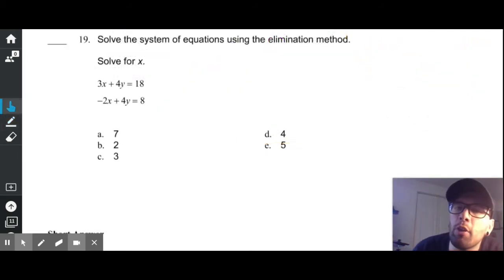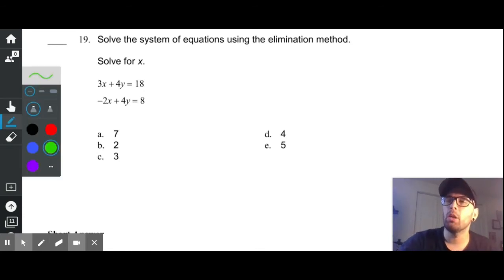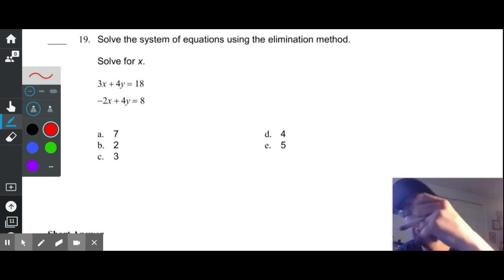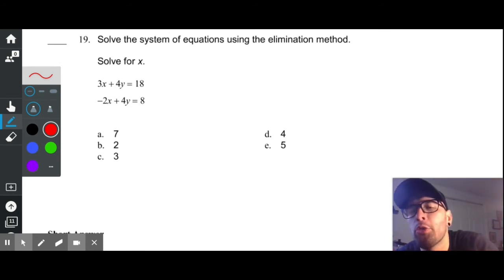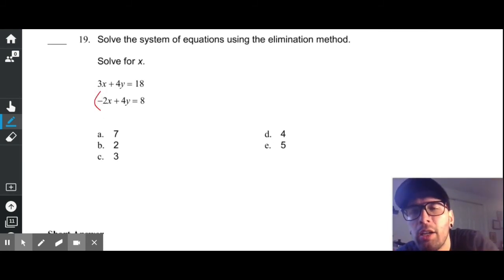Problem 19, solve the system of equations using the elimination method. Well, in order for me to do elimination, I need two of my variables, one on top of the other, to be exactly the same. Oh, look, the y's are exactly the same, 4y and 4y. But what I need is for one of them to be negative. So what I will do is multiply the bottom one by a negative 1 and take it from there.